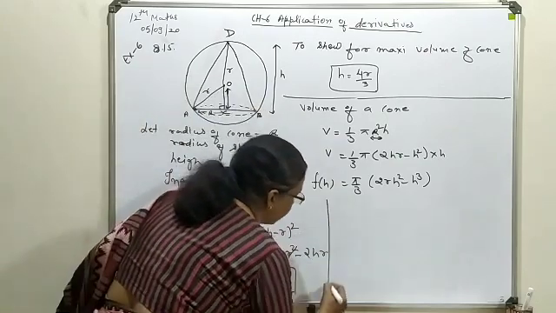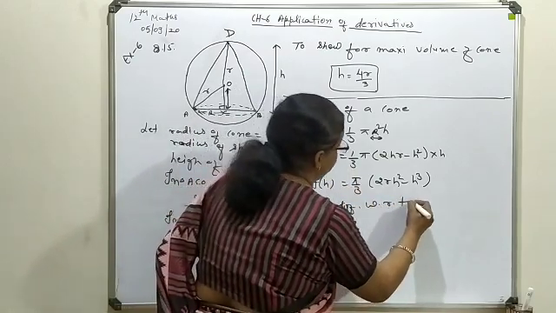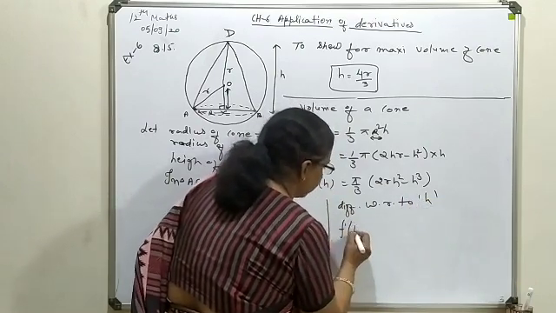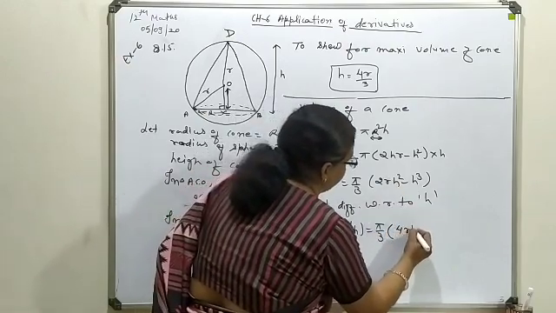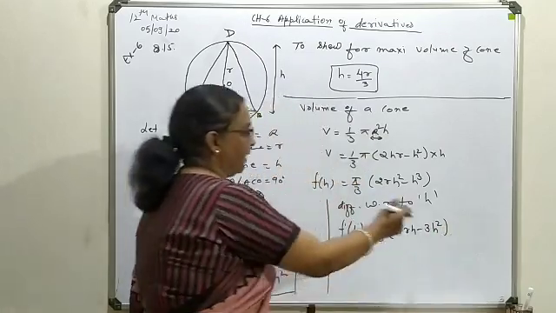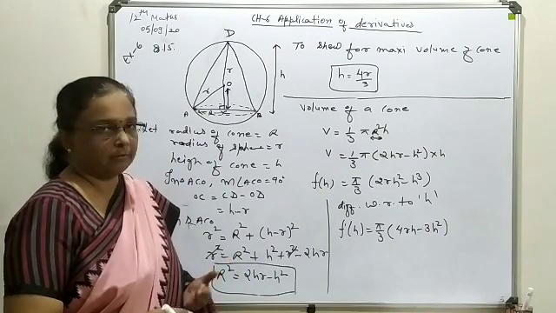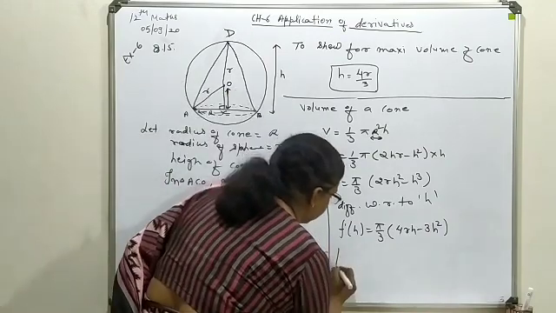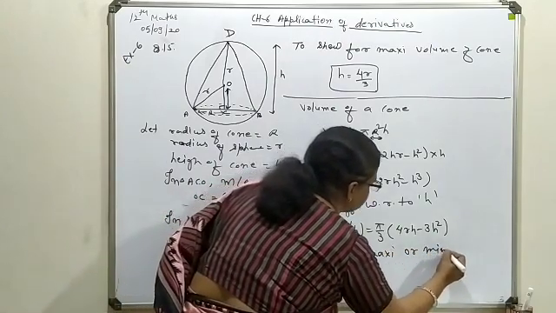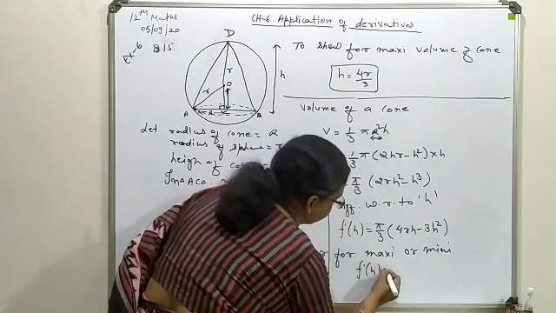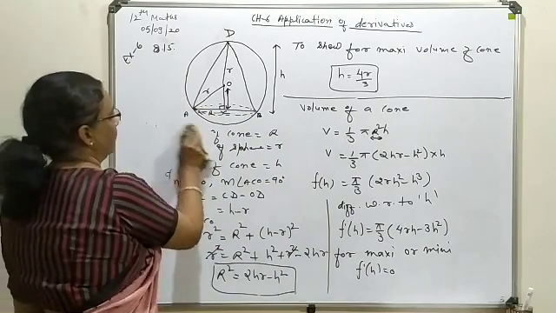Now for the first derivative, differentiate with respect to H. So this is f dash H, that is pi by 3 constant, and here it will be 4RH minus 3H square. For maxima and minima, the relation between H and R we will find over here only. So for maxima or minima, your f dash H will turn to 0. So let's compare with 0 and find the H and R relation.